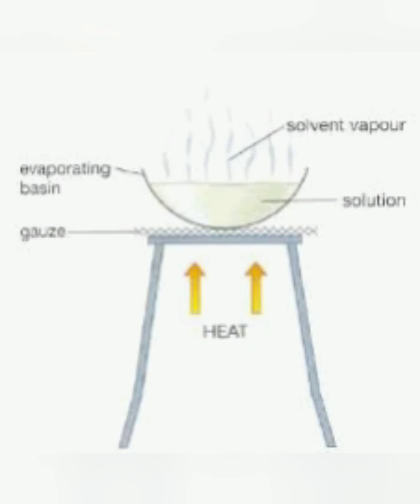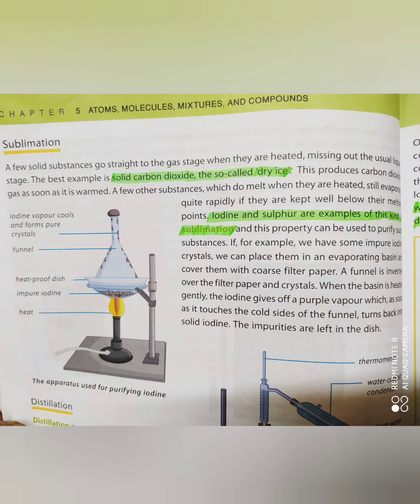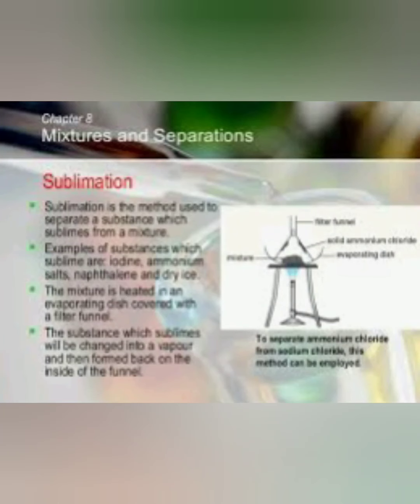The third technique is sublimation. Sublimation is a process in which a solid converts directly into gas. This is also a very good technique to separate iodine crystals or dry ice or ammonium salts. An apparatus is fitted like this in the lab. We have studied it in detail in the previous lecture as well.